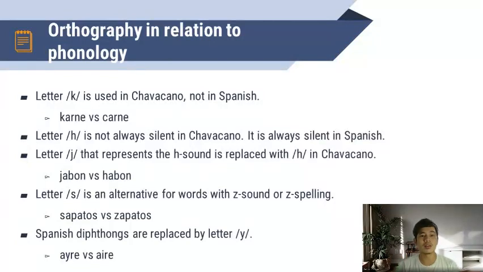Spanish diphthongs are replaced by letter Y. So in Chavacano, many Chavacano speakers would spell it as aire, replacing I with Y. Unlike in Spanish, it is spelled as AI for aire. Although in some cases, again, Chavacano speakers spell it using I. What I mean here is that letter Y and I can be used interchangeably.